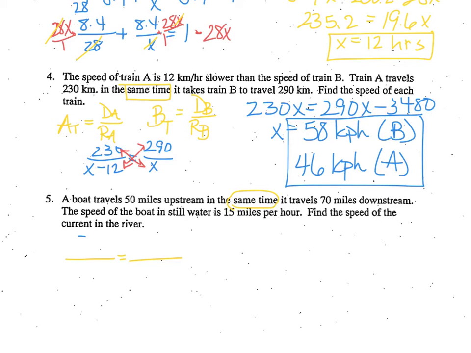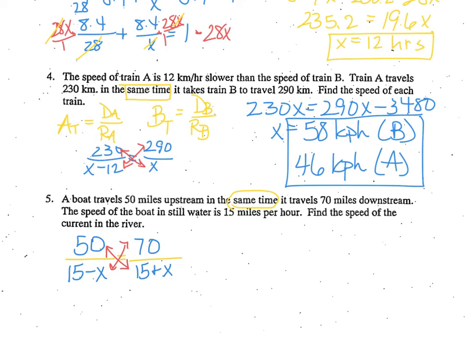The distance upstream is 50. We don't know the speed of the current. Find the speed of the current. The still water is 15. We don't know what the current is. So that means that still is 15 minus the current, and the distance downstream is 70, and the still is 15, and we don't know the current, and we add it. We go through, we cross multiply, just like we've done in a few of these problems, and we get, let's see if I have those calculations.